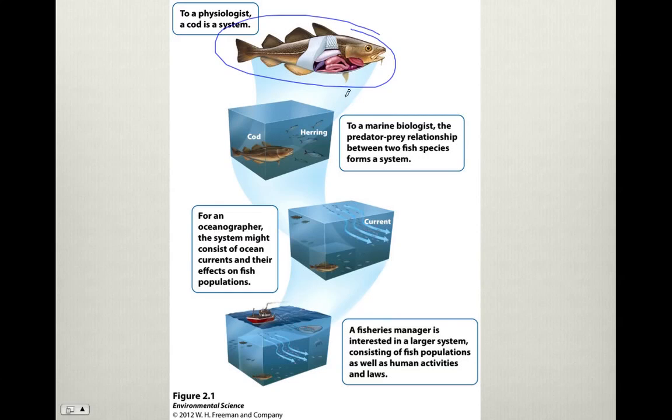Now, cod we'll talk about later in the year. In fisheries, cod was close to extinction at one time, northern cod. A marine biologist may look at the relationship between cod and herring, this predator-prey relationship between these species, and that forms a system, a little bit larger system, right? An oceanographer, this system may be the ocean, the currents that are in the ocean, and the fish populations in the ocean. So now you have a little bit larger level and system than you had prior.